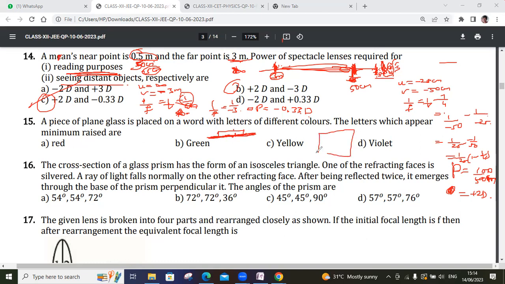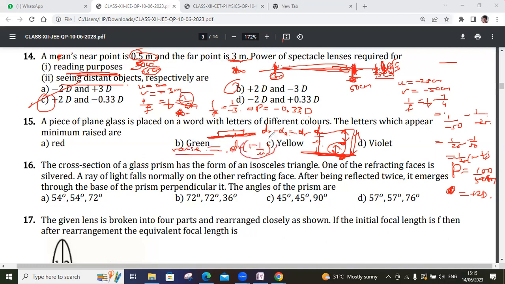See, this is the glass and here are the markings. So minimum raised means this should be minimum. For this object, this may be apparent depth and this will be real depth. So minimum raised means that dr minus dA should be minimum. And we know dr minus dA is dr by mu, so it is dr into 1 minus 1 by mu. This is the raise. So this raise should be minimum.